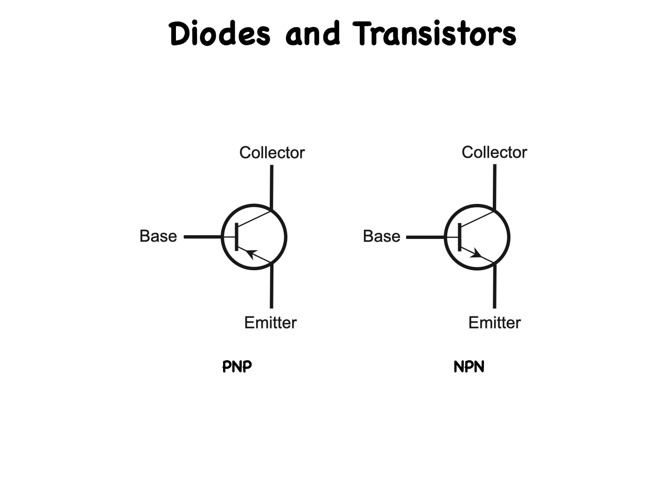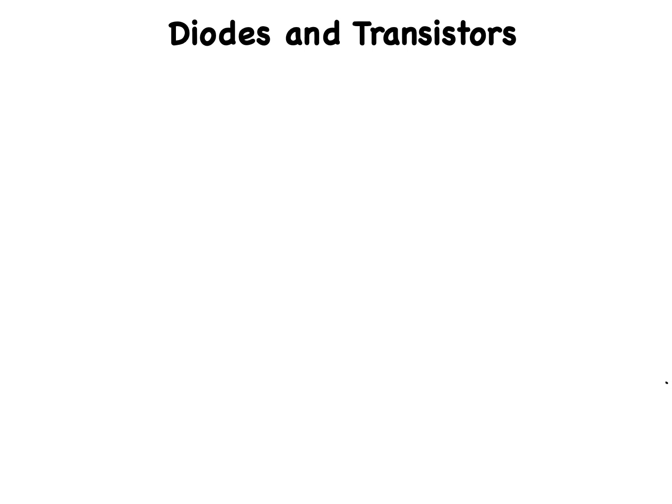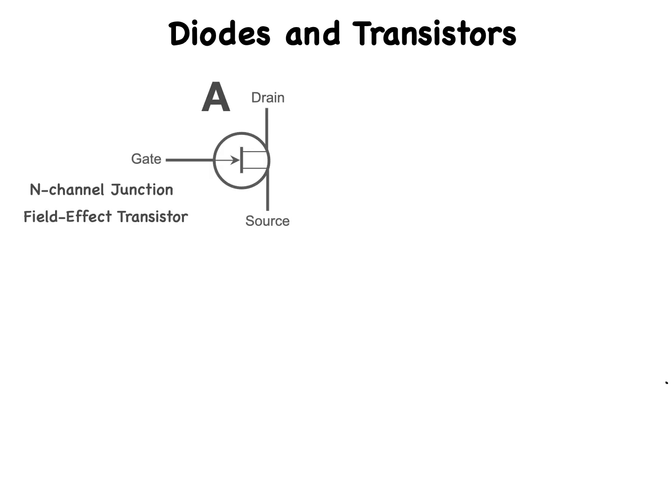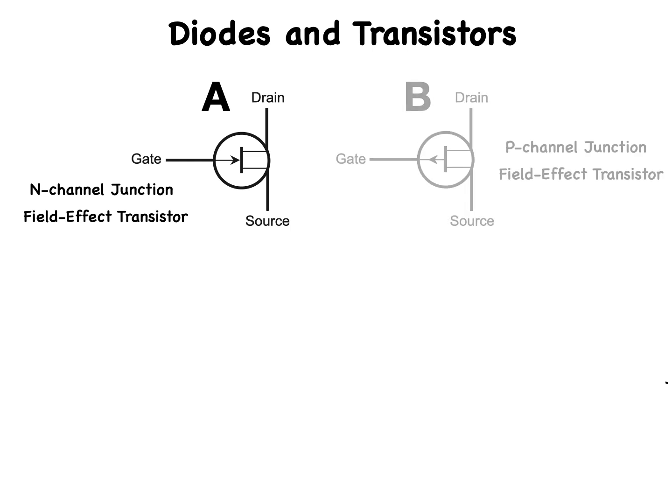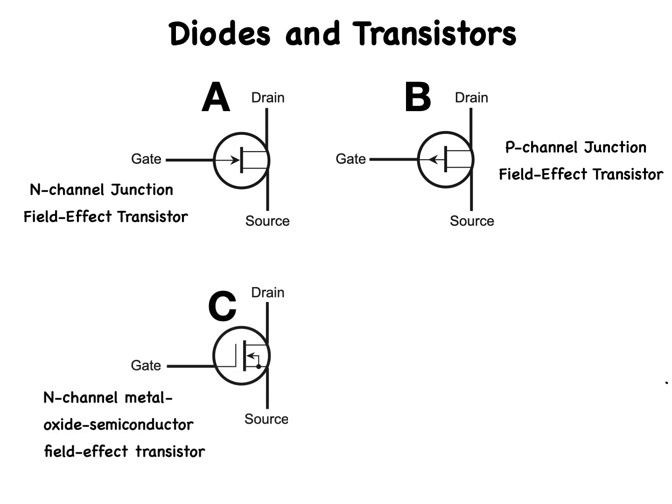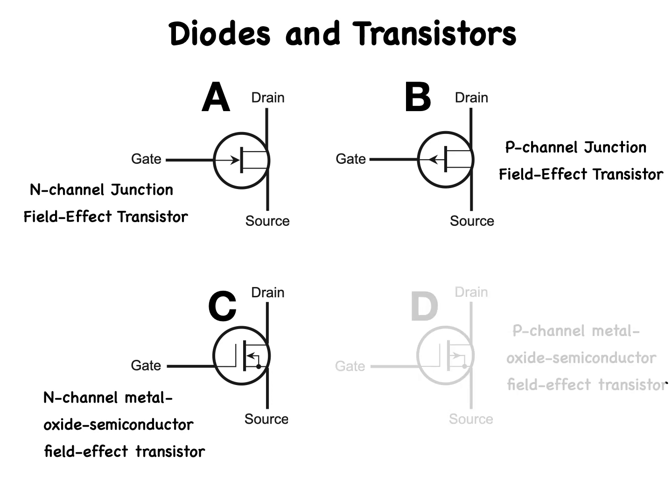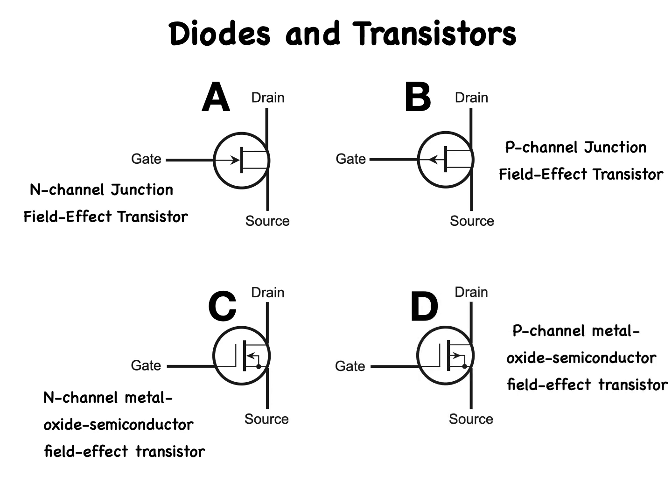Besides the bipolar variety, many other types of transistors exist. This slide shows the symbols for another 4 devices, as follows. At A, we see an N-channel junction field effect transistor. At B, we see a P-channel junction field effect transistor. At C, we see an N-channel metal oxide semiconductor field effect transistor. And at D, we see a P-channel metal oxide semiconductor field effect transistor.